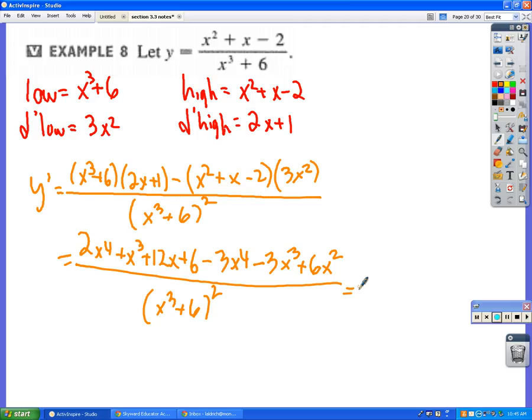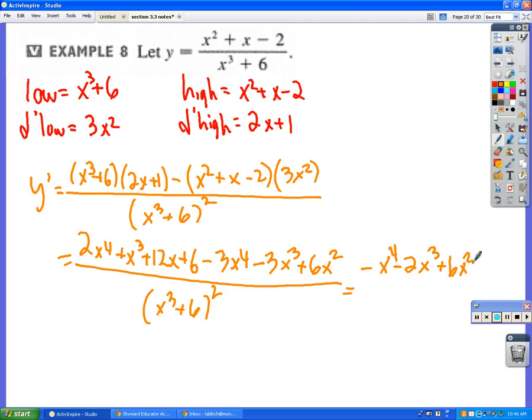All right, then combine like terms. 2x to the fourth minus 3x to the fourth is negative x to the fourth. x cubed minus 3x cubed is negative 2x cubed. Then we have a plus 6x squared. Then we have... Isn't it x cubed plus 3x cubed? No, because I did the minus through already. So I went minus x times 3x squared and got negative 3x cubed.